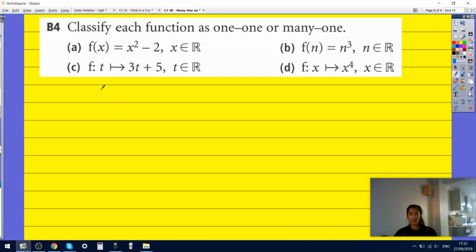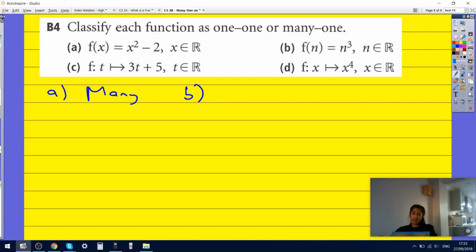Unless you count -1 and 1 being two different. If you put in 1, what would your answer be? -1. If you put in -1, what would your answer be? 1. What 1 is it? Minus 2 is -1. So, do you count 1 and -1 as different? So would it be many to 1? Yeah.